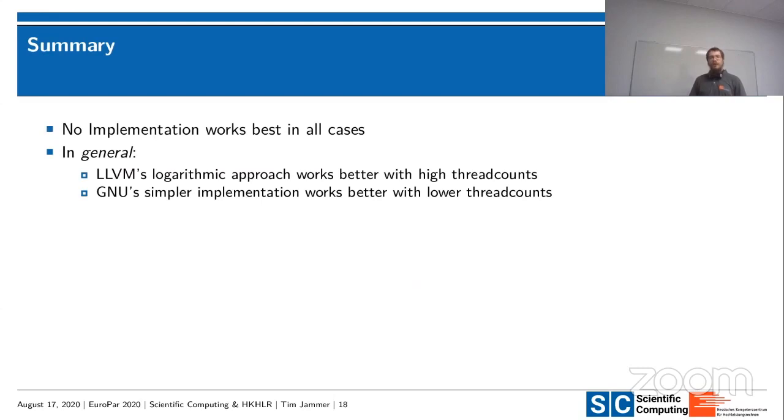So in summary, there is no implementation that works best in all cases. In general, you could say that LLVM often utilizes logarithmic approaches, and this works better with higher thread counts. But the GNU implementation often utilizes a simpler linear approach, which works better with lower thread counts as there is less overhead introduced in some cases.